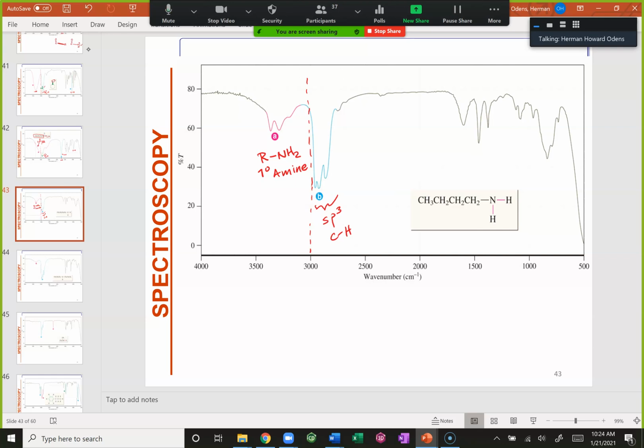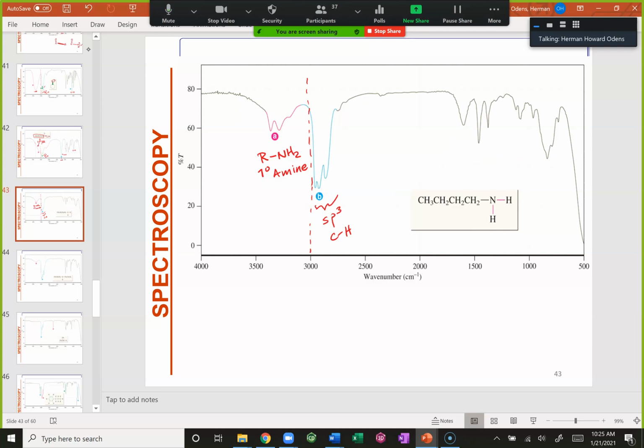All right, so in other words, this is 1, 2, 3, 4. This is 1-butanamine. These peaks will be especially for it. No other spectrum will have this pattern. And so that's what the fingerprint region is about.